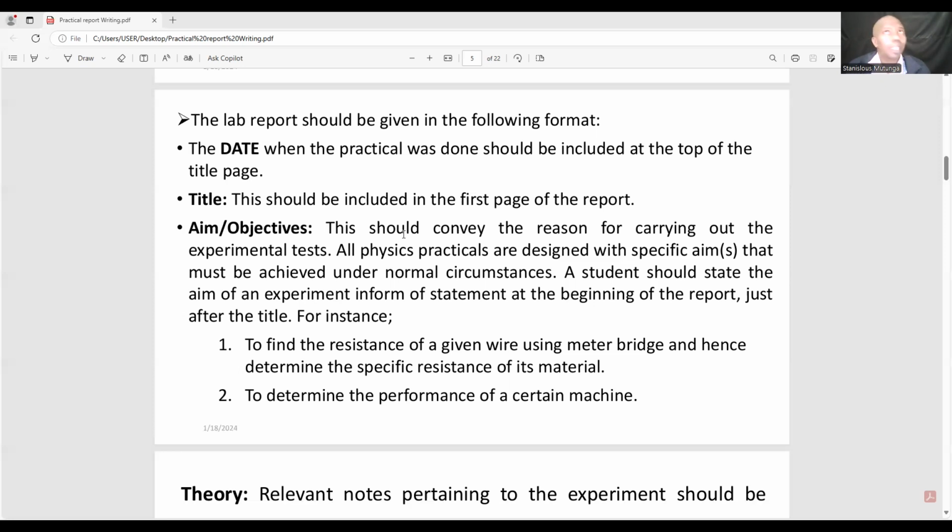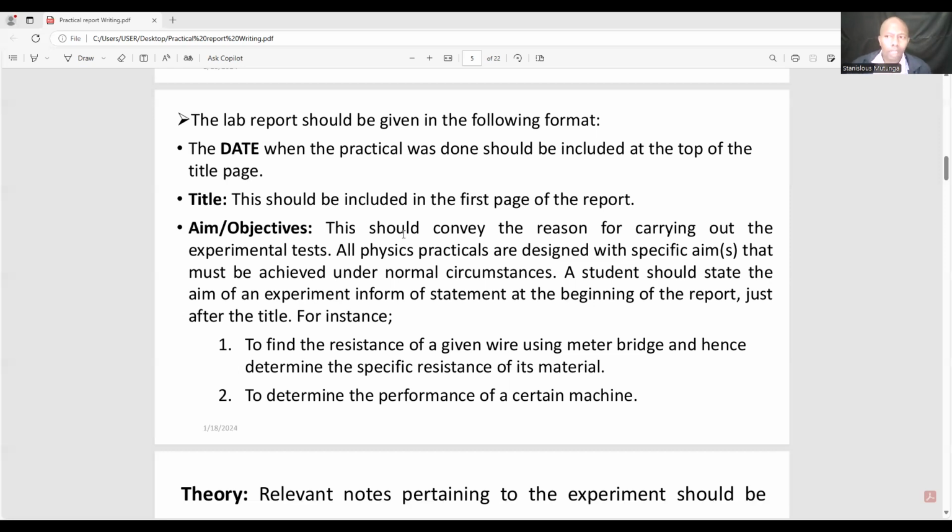For example, we had a title of determination of the resistance of a given wire using a meter bridge. Now, within this experiment, you are required to determine the resistance of that wire and the specific resistance of its material.